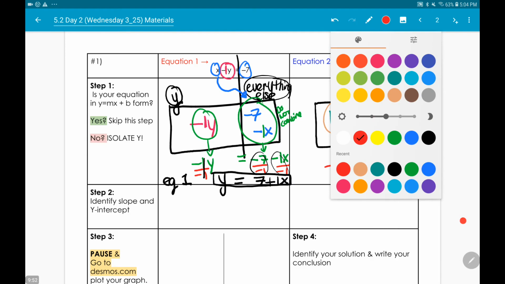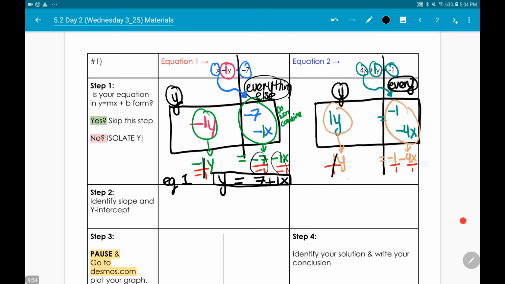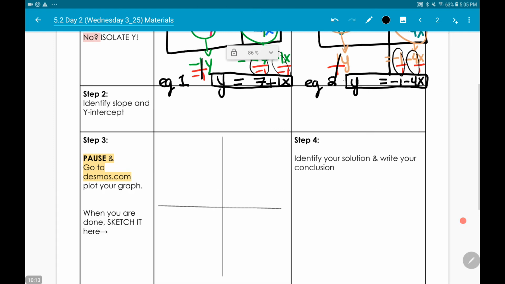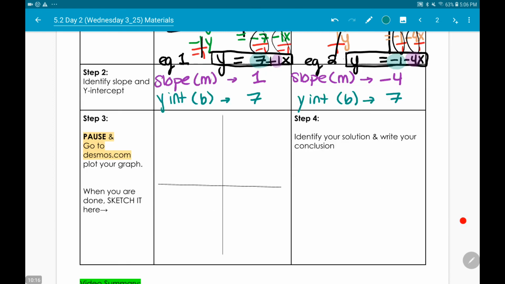What do we get when we do that? I get y equals, I divide this, that gets me -1. I divide this, I get -4, and I bring down my x. So equation 2 is y equals -1 minus 4x. Go ahead and do step number 2. All right, so you should have gotten this for your slope and your y-intercepts. Just go ahead and check your answer.